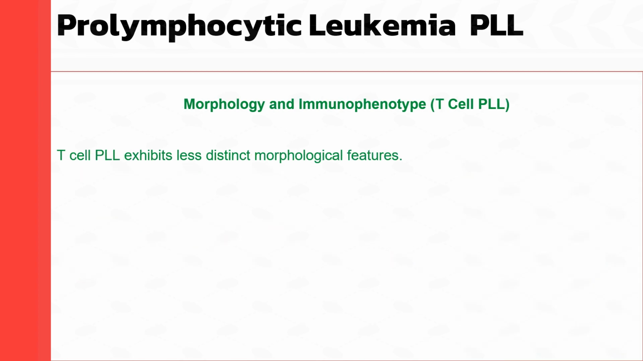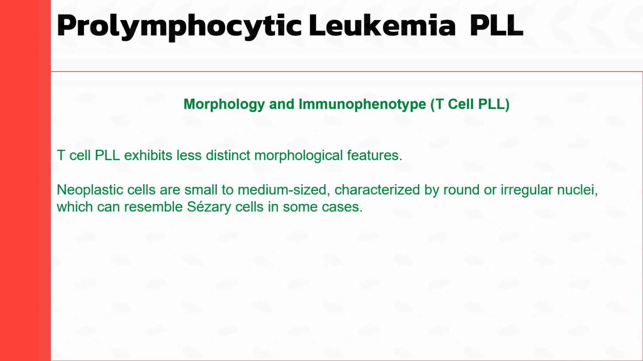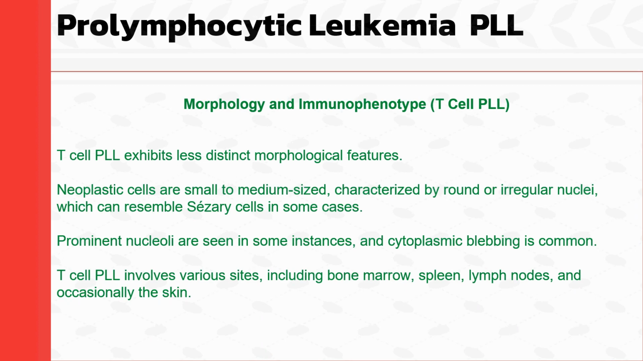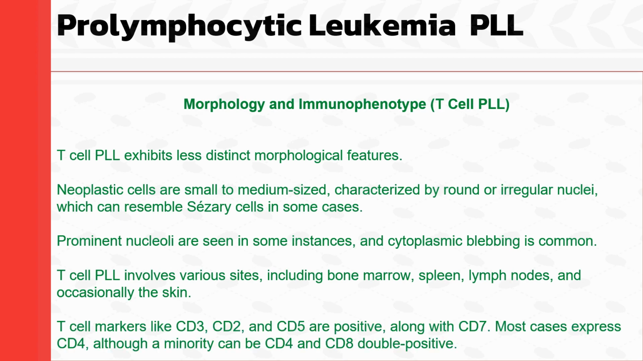Some cases may also be positive for CD5. T-cell PLL exhibits less distinct morphological features. Neoplastic cells are small to medium-sized, characterized by round or irregular nuclei, which can resemble Sézary cells in some cases. Prominent nucleoli are seen in some instances, and cytoplasmic blebbing is common. T-cell PLL involves various sites, including bone marrow, spleen, lymph nodes, and occasionally the skin. T-cell markers like CD3, CD2, and CD5 are positive, along with CD7. Most cases express CD4, although a minority can be CD4 and CD8 double positive.